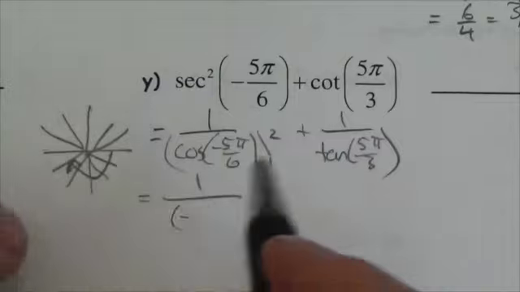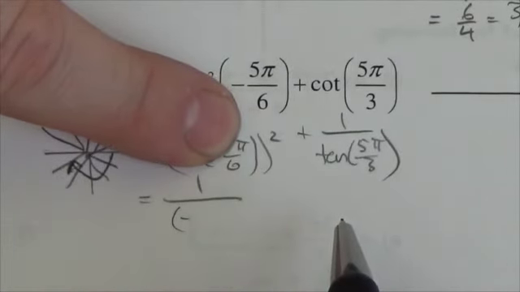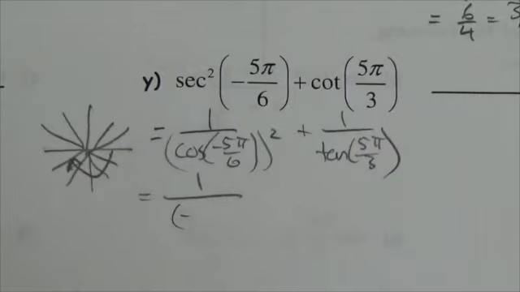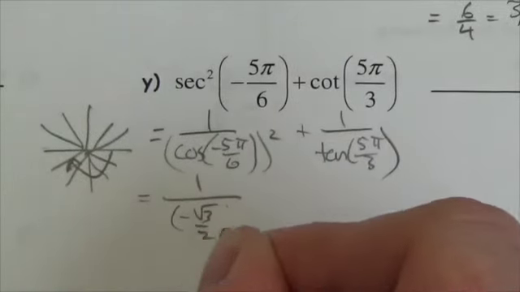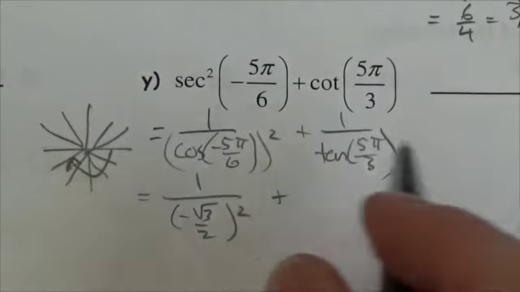The reference angle, and I'm going to do this a little more quickly right now, I know from the unit circle is pi over 6, and the cosine will be root 3 over 2. So this will be negative root 3 over 2 squared. Negative because it's in the third quadrant.